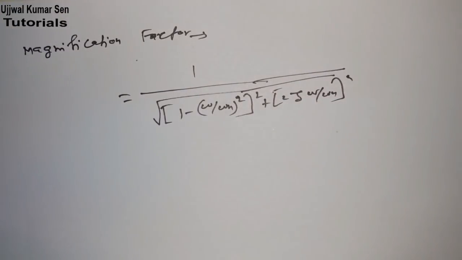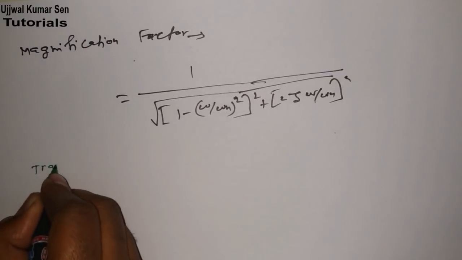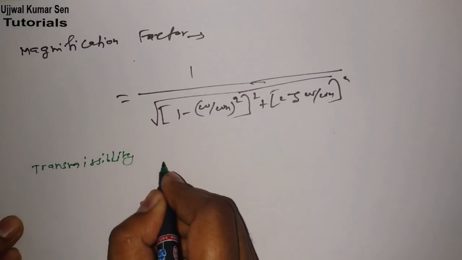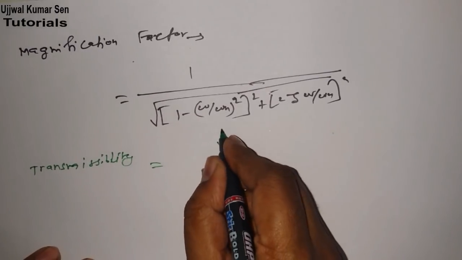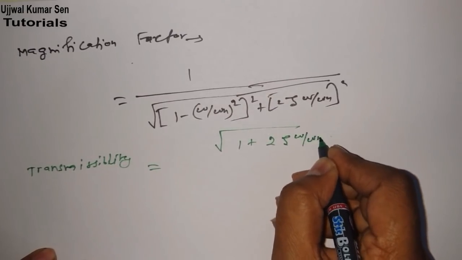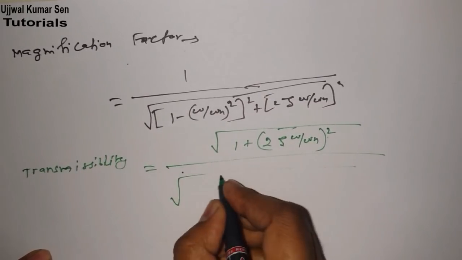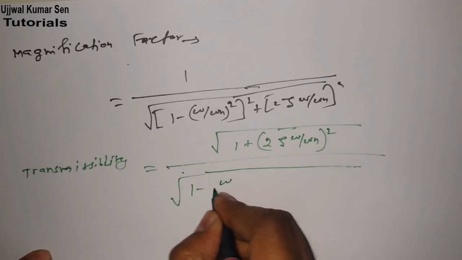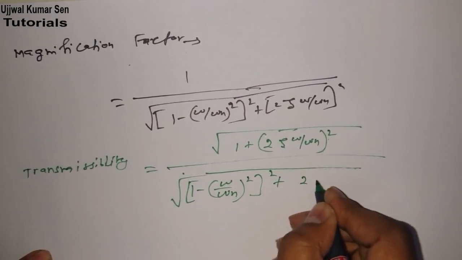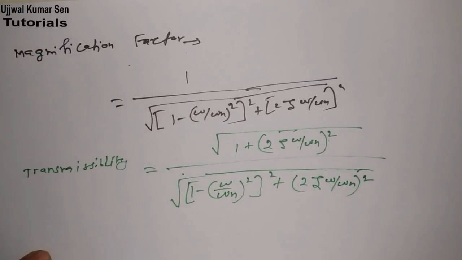This is magnification factor. Now if we go for transmissibility, then it is equal to root under 1 plus (2 zeta omega by omega n) square, divided by root under (1 minus (omega by omega n) square) whole square, plus (2 zeta omega by omega n) square.